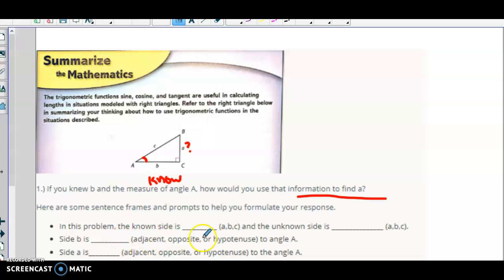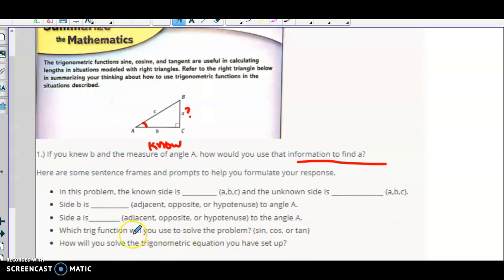Side B is what to angle A? Is it adjacent, opposite, or the hypotenuse side? Side A is adjacent, hypotenuse, or opposite, right? Which trig function will you use? If you have the opposite and the hypotenuse, you're going to use sine. If you have the adjacent side, that's my ugly A, and the hypotenuse, you're going to use cosine, right? Because we learned SOHCAHTOA, and if you have the opposite and adjacent side, you're going to use your tangent. Then you describe the equation you would set up and how you would solve it.